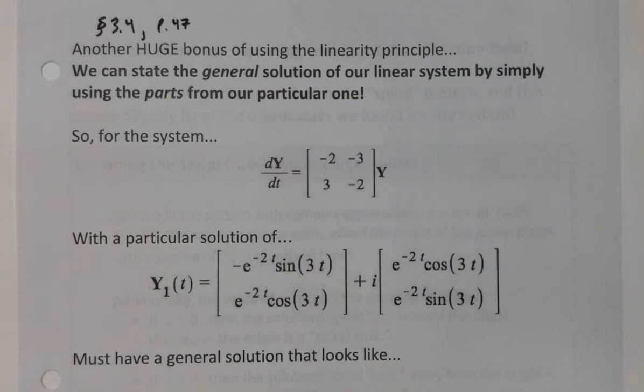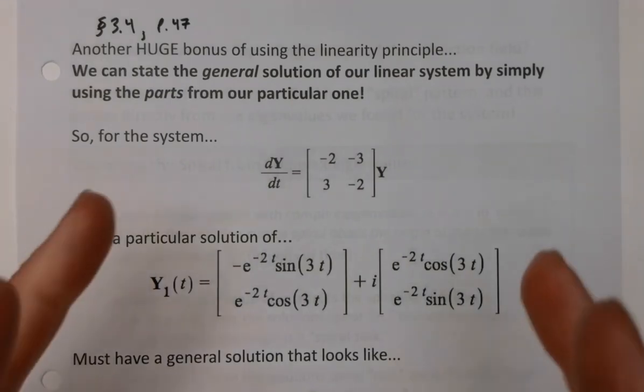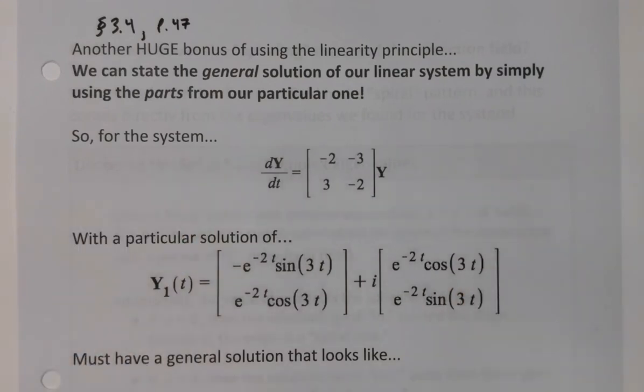So we left off having just discovered that any one of those complex eigenvalue derived straight line solutions produces, when you expand it out and turn it into real and imaginary parts, 2 parts. And so we can state the general solution just using the parts from one particular solution. And this is the big reveal of this section. It turns out that we only need one of our straight line solutions.